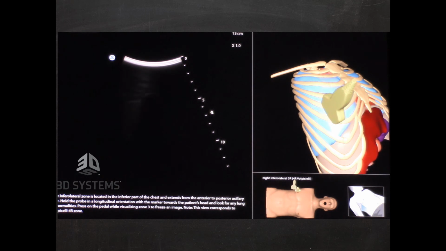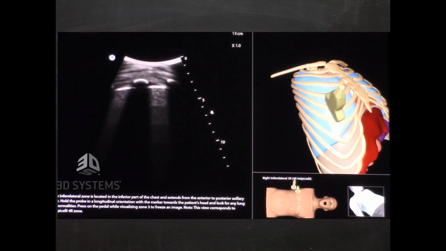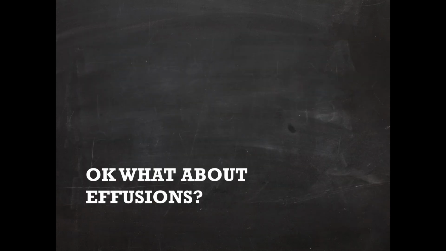Got it? To wrap this up, the major thing here is to conceptualize your spatial anatomy, then slide to center the pleural line, rock to lay the pleural line flat, and fan to match the lateral curvature of the lungs. Slide it, rock it, fan it.